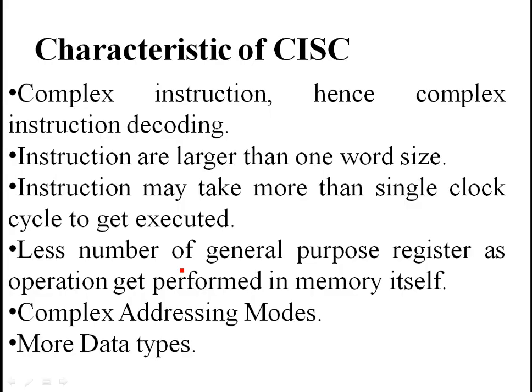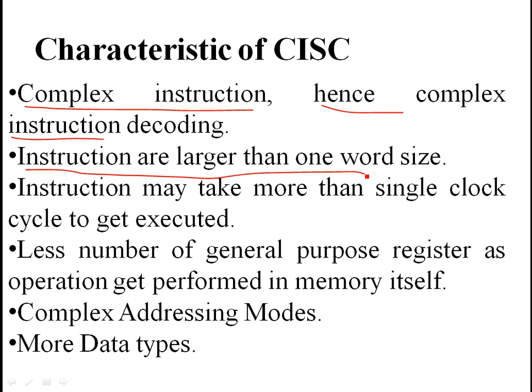Okay, now next is what are the characteristics of the CISC architecture. So CISC architecture basically has a complex instruction set. That's why we are saying complex instruction decoding. And in the CISC architecture, instructions are larger than one word size, meaning instruction size can be 1 byte, 2 byte, 3 byte, and can be more than that.